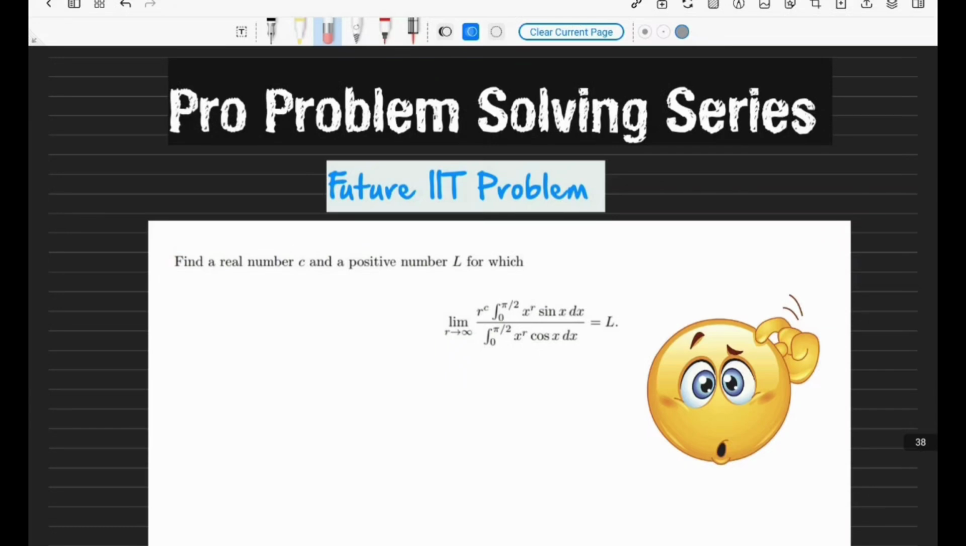So it is given that we have to find a real number C and a positive number L for which the following limit holds true, right? That is the actual question that is given to us. Now this looks pretty nasty, right?